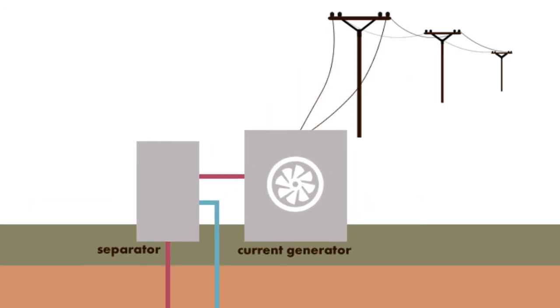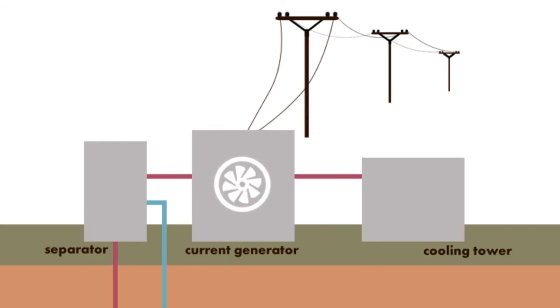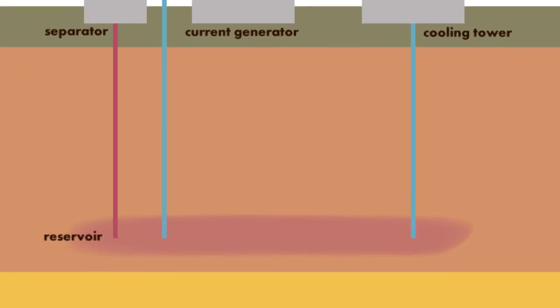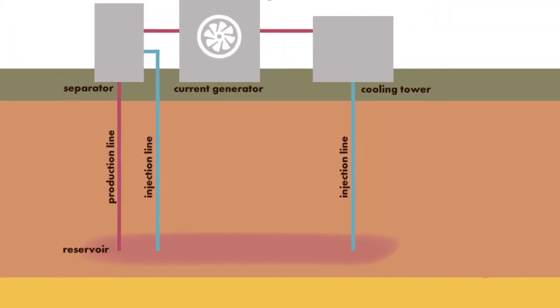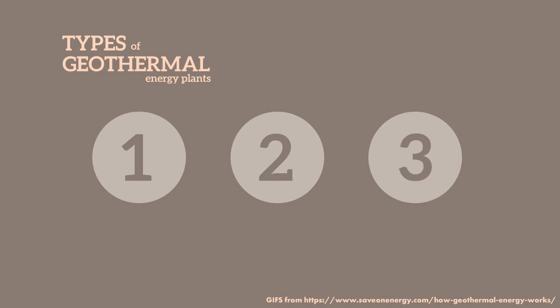The steam that passes through the turbines is then cooled off and condensed back to water in a cooling tower, and the cooled water is then injected back into the reservoir underground to continue the cycle. It is necessary for geothermal plants to return the fluids used to generate electricity in order to maintain the reservoir pressure. There are three main types of geothermal energy plants, namely the dry steam power plant, the flash steam power plant, and the binary cycle power plant.